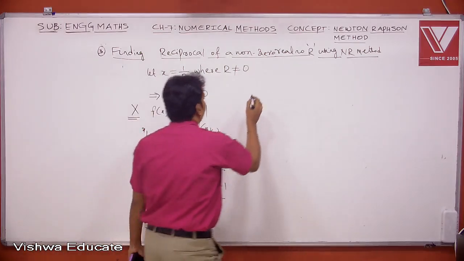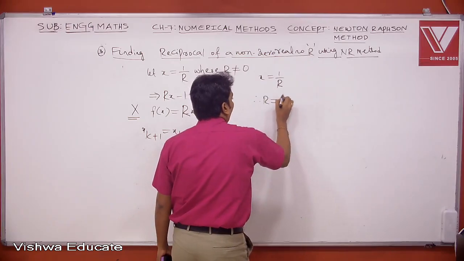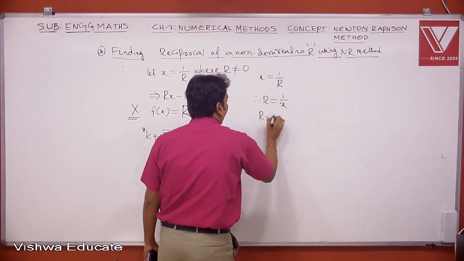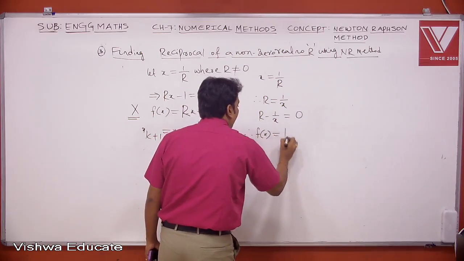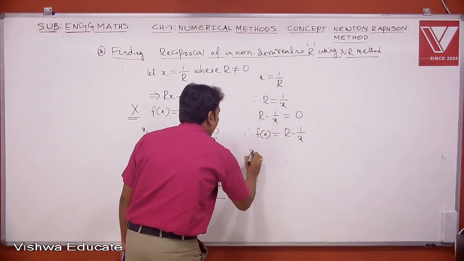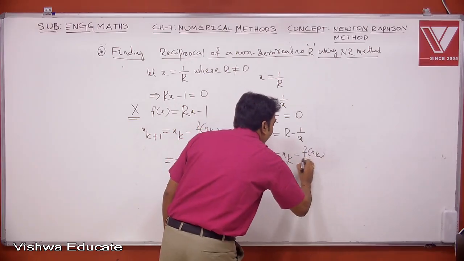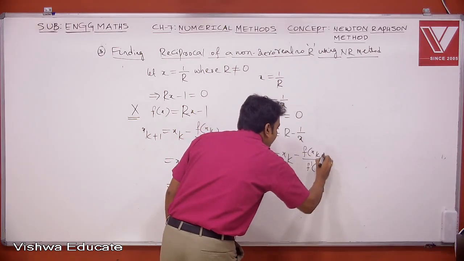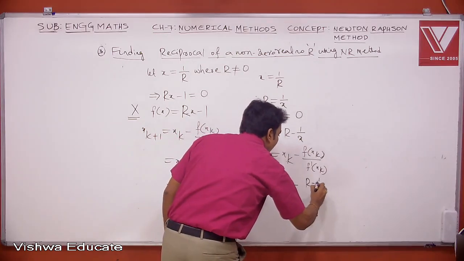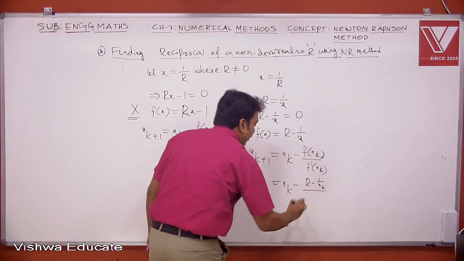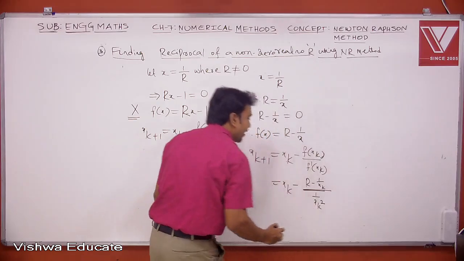Now let us see. Here x equal to 1 by r. So I can take r equal to 1 by x. Therefore, r minus 1 by x equal to 0. Therefore, I can take f of x equal to r minus 1 by x. Therefore, xk plus 1 equal to xk minus f of xk divided by f dash of xk. So this is xk minus r minus 1 by xk divided by the derivative of this. So its derivative is 1 by xk square.